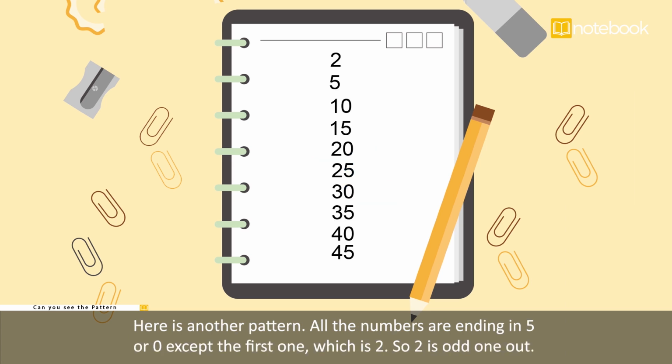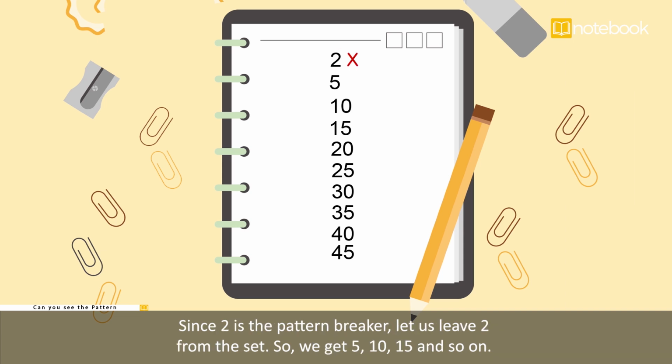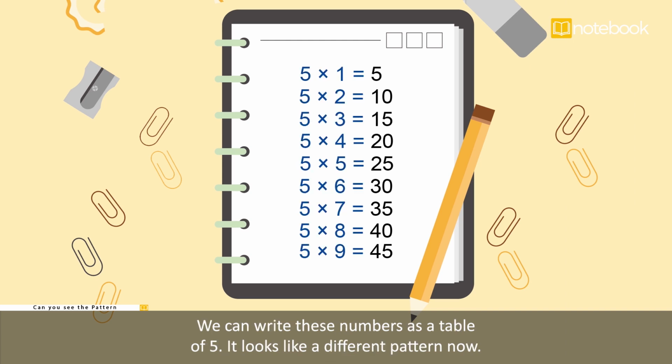Here is another pattern. All the numbers are ending in 5 or 0, except the first one, which is 2. So 2 is the odd one out. Since 2 is the pattern breaker, let us leave 2 from the set. So we get 5, 10, 15 and so on. We can write these numbers as a table of 5. It looks like a different pattern now.